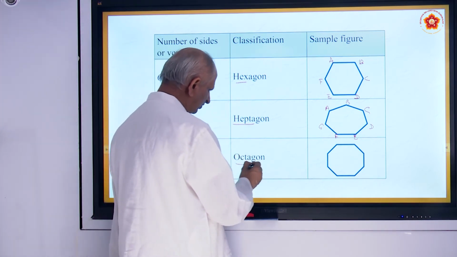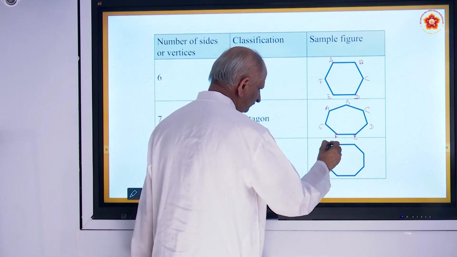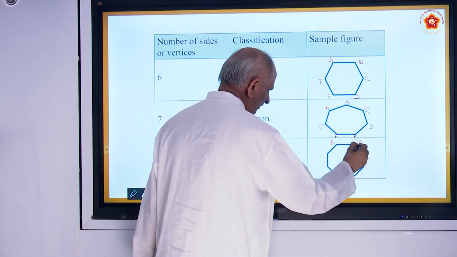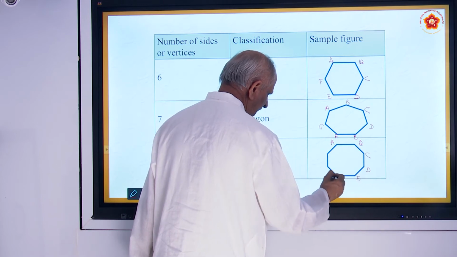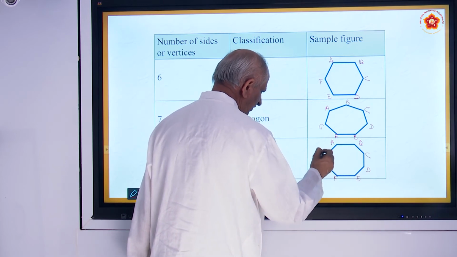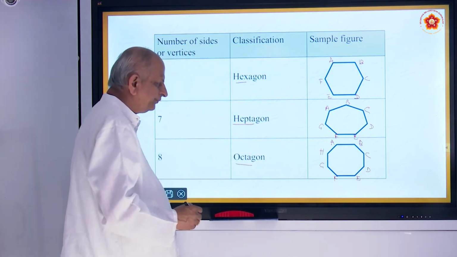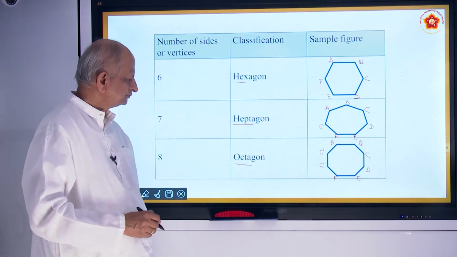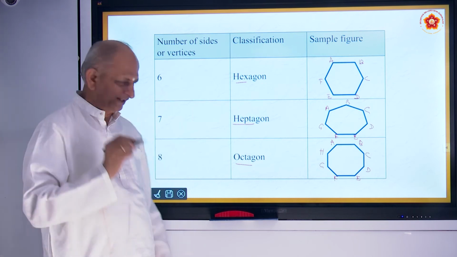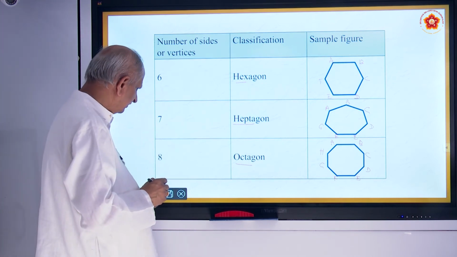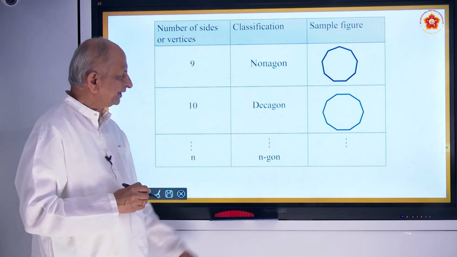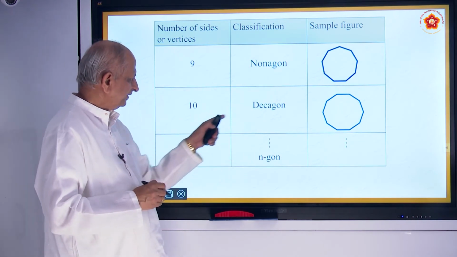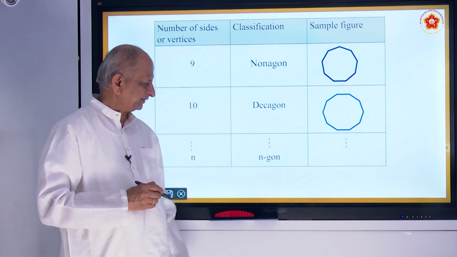Octagon. Octa means how much? 8. So if you start from here, A, B, C, D, E, F, G, H. It is an octagon. What name will we give for 9 sides? A polygon having 9 sides is called a nonagon. Decagon means 10 sides.